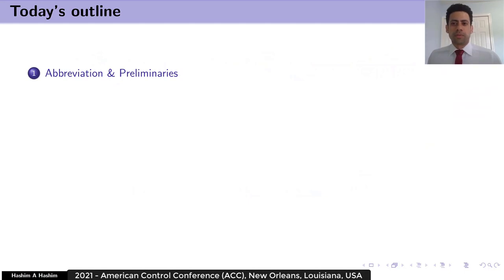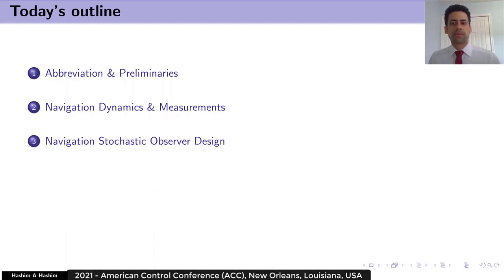Today's outline includes abbreviations and preliminaries of the math notation. Next, I will present the true navigation dynamics and the available measurements, followed by the navigation stochastic observer design. Next, we will look at the experimental results, and I will finish with a summary.